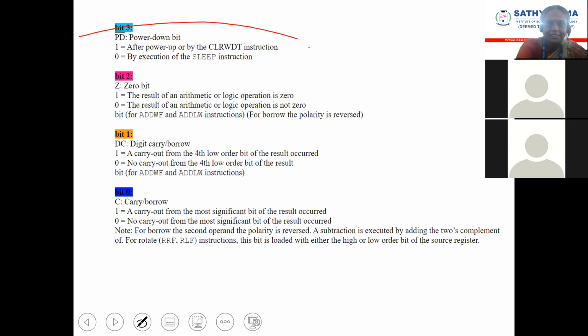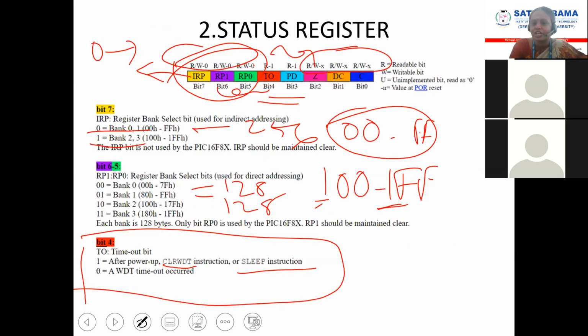Okay, then again, 1 is for clearing by the watchdog instruction and 0 is for execution of the sleep instruction. So one is the power down mode bit and another one is the time down bit. So power means due to power this particular bit will be there, and due to time that particular bit will be enabled. So it is due to the occurrence of the timer, and it is due to the occurrence of the voltage level.